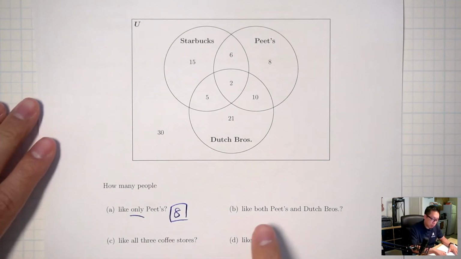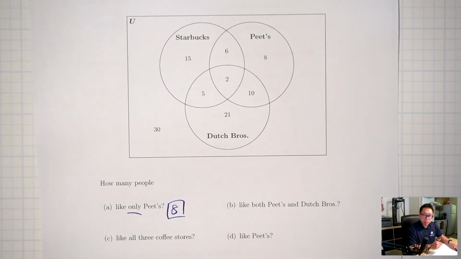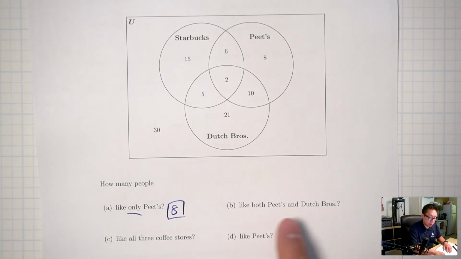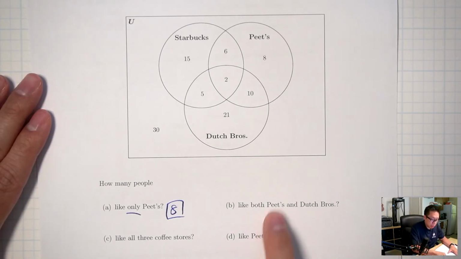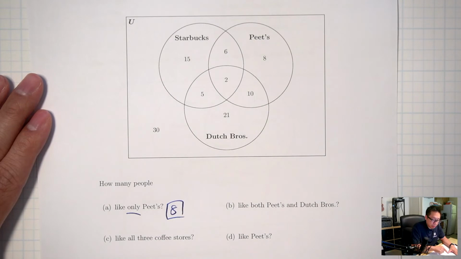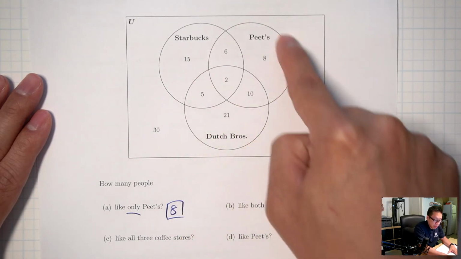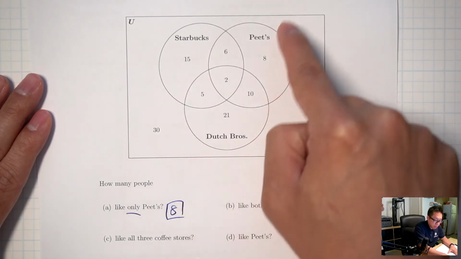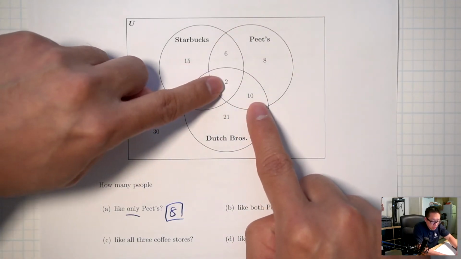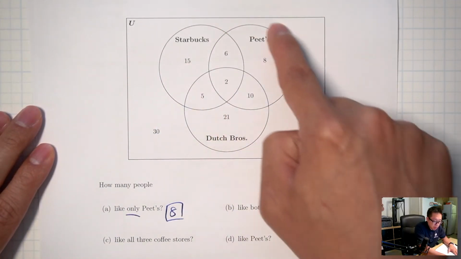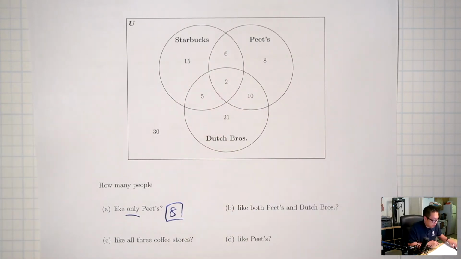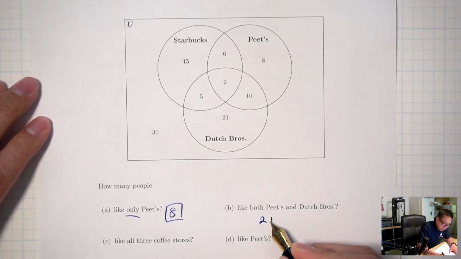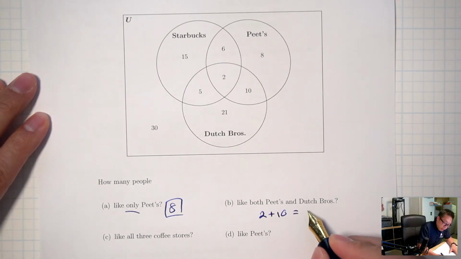Part B, how many people like both Pete's and Dutch Bros? So this is inside both Pete's and Dutch Bros at the same time. So what numbers are inside Pete's and at the same time inside Dutch Bros? That would be the 2 and the 10, right? So it's going to be 2 plus 10, which is 12.